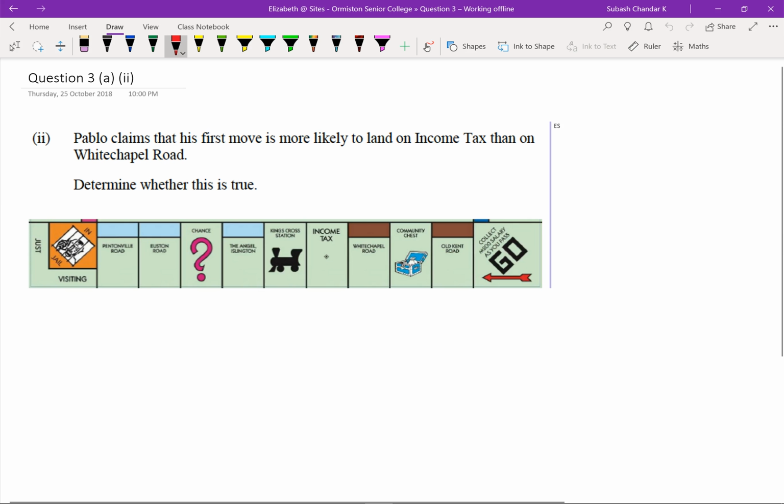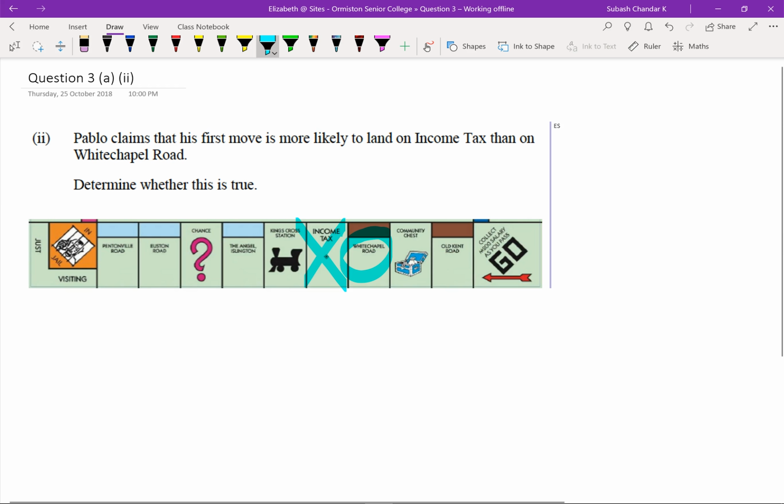Pablo claims that his first move is more likely to land on income tax than on Whitechapel Road. Okay, so he's saying it's more likely to land on income tax versus landing on Whitechapel. Yep, so that's what his claim is, and we need to investigate that claim.